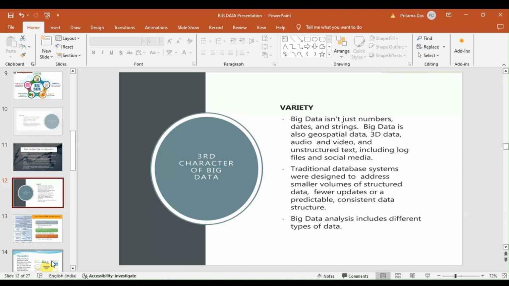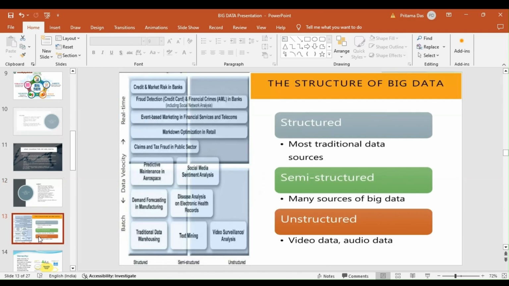So, by variety, we mean big data encompasses a wide variety of data types, including structured data, semi structured data, and unstructured data. The diversity requires flexible data handling techniques. So, big data is of three types: structured data, most traditional data sources; semi structured data, many sources of big data; and unstructured data, basically video data, audio data, text data, this type of.